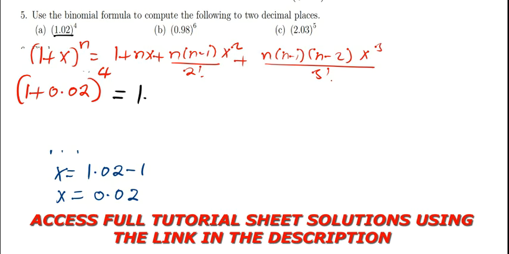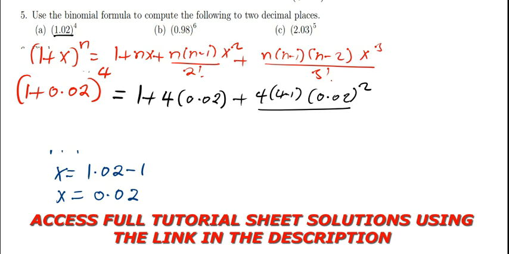So 1 plus, what is n? n is 4. x is 0.02, plus, what is n here? n is 4, then 4 minus 1, then x is 0.02. I will square it, divide that by 2 factorial. So 2 factorial is 2 times 1, which is 2. So now when I reach this point, we know that this is the basic formula.